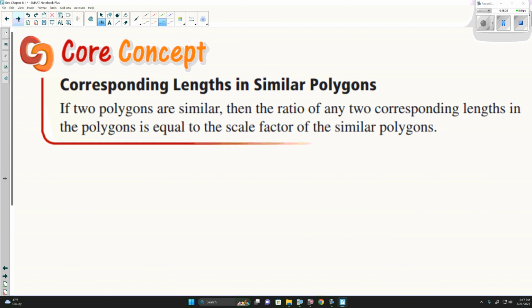Now, corresponding lengths in similar polygons. If 2 polygons are similar, then the ratio of any 2 corresponding lengths in the polygons is equal to the scale factor of the similar polygons. So if 2 polygons are similar, then their scale factors, as we've seen already, should be the same across all of them, yes?